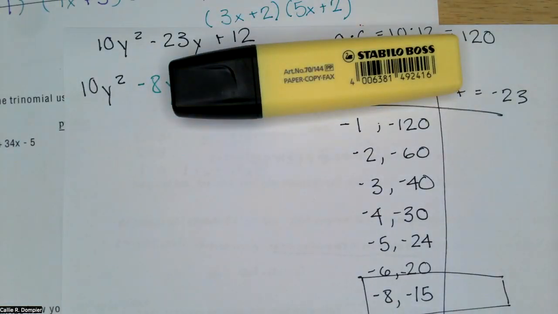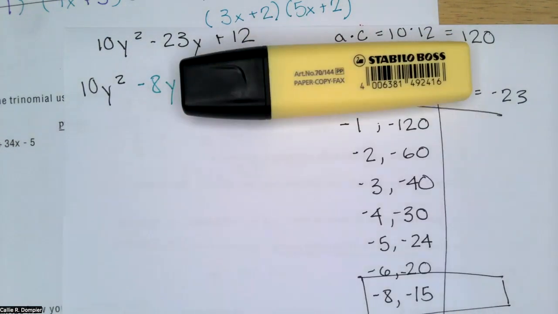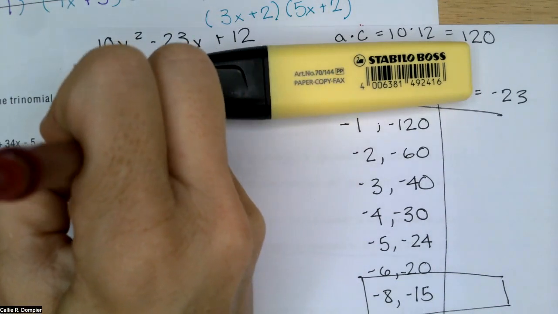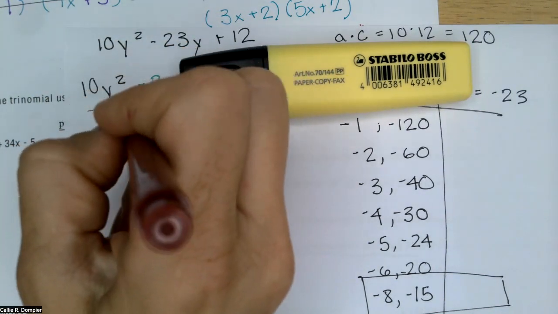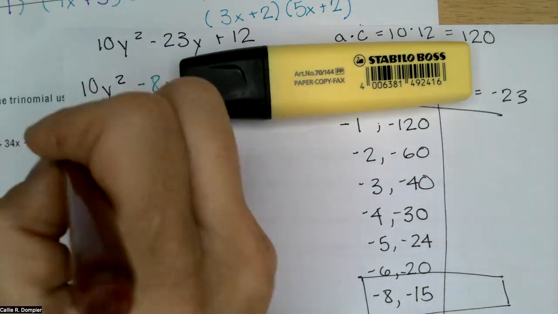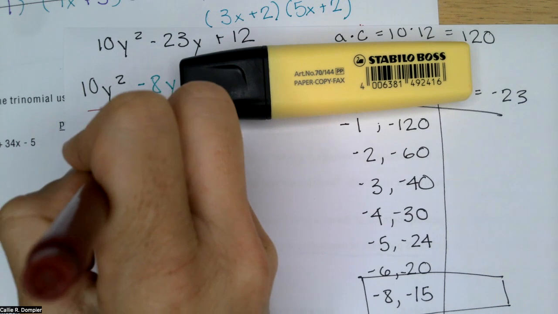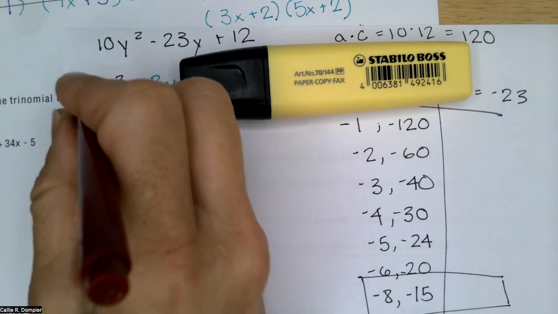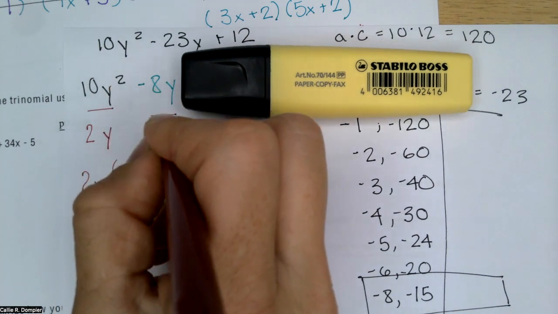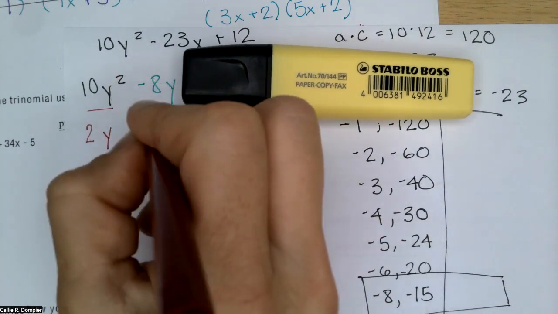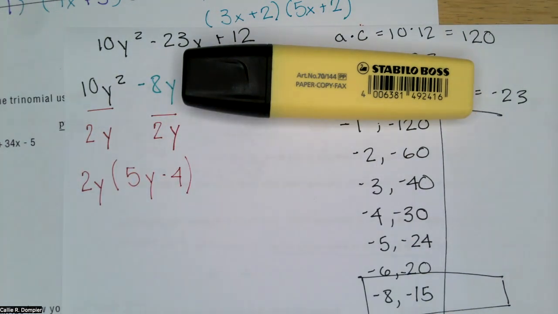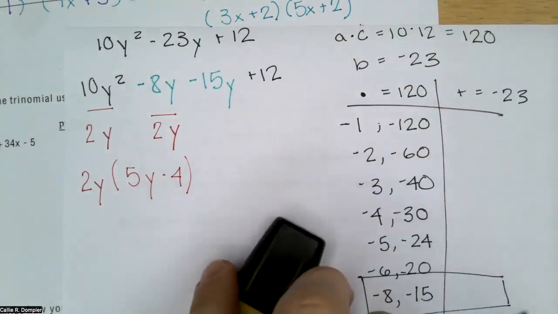10y squared minus 8y. I'm going to divide them both by, obviously, y. And then 10 and negative 8, you can divide them both by 2. 2 is the biggest number you can divide them both by, so I'm going to start with 2y. 10y squared divided by 2y, 10 divided by 2 is 5, y squared divided by y is y. Negative 8y divided by 2y, negative 8 divided by positive 2 is a negative 4, y divided by y takes away my y. Okay. Other side.